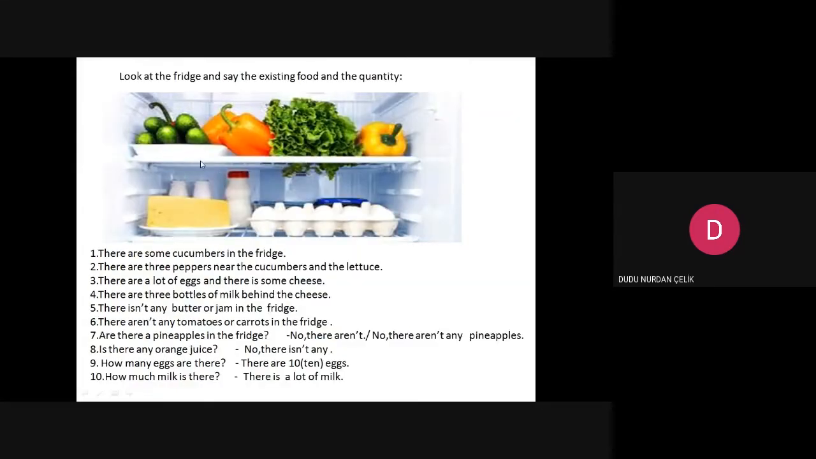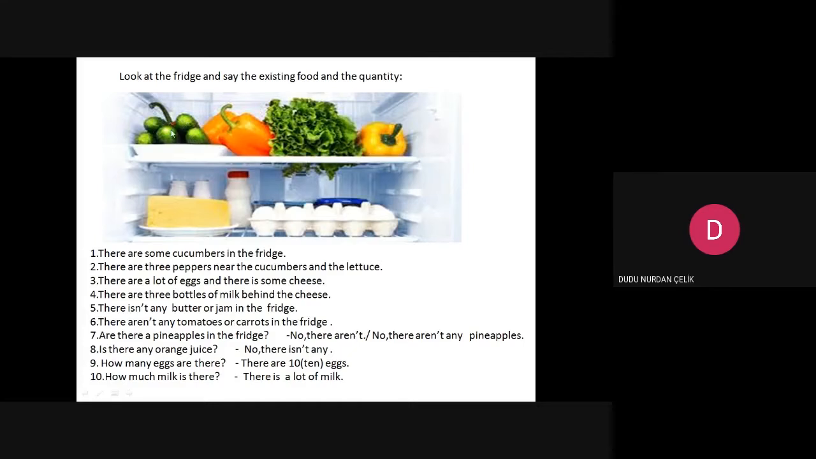Okay, you are familiar with this picture. Everyone has got a fridge at home. And in the fridge, we have got some food and drinks. Some vegetables also. Let's talk about them. Cucumbers, peppers, lettuce, eggs, cheese, milk. There are some cucumbers in the fridge. Look, we can count cucumbers. 1, 2, 3, 4, 5 cucumbers.